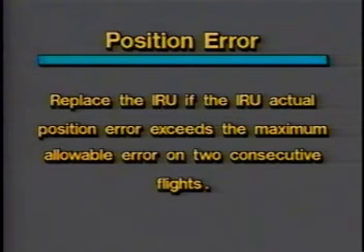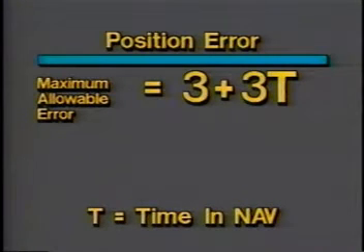First, we'll look at the position error rejection criteria. This must be applied before power shutdown and before switching out of the nav mode. Replace the IRU if the IRU actual position error exceeds the maximum allowable error on 2 consecutive flights. Obtain the actual airplane position from latitude and longitude placards at the terminal gate, the flight manual, or the FMC navigational database. To determine the maximum allowable position error, use this formula: 3 plus 3t, where t equals the number of continuous hours the IRU has been in the nav mode.